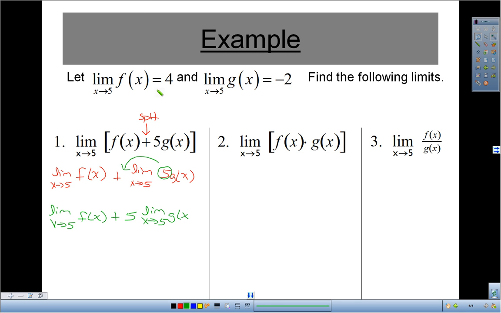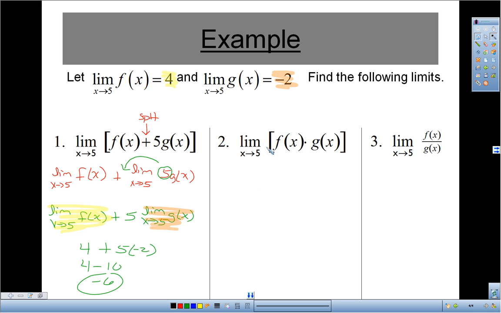The reason that's important is because if you go back and look, the limit of f of x as x approaches 5 is 4, so this is 4. And the limit of g of x as x approaches 5 is negative 2, so this is negative 2. So I would end up getting 4 plus 5 times negative 2. So 4 minus 10, that would be negative 6.